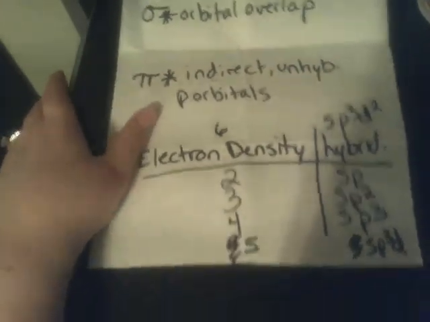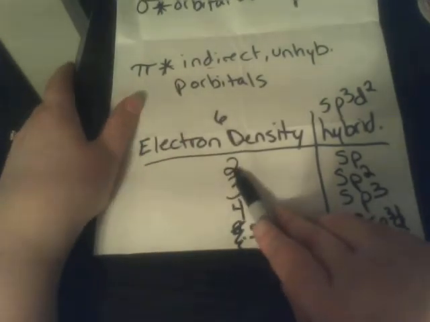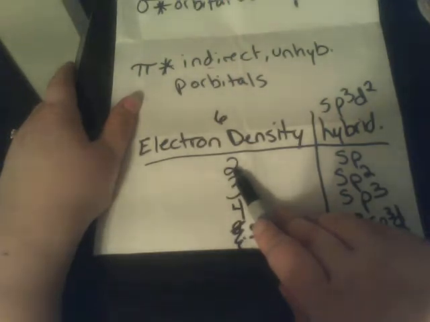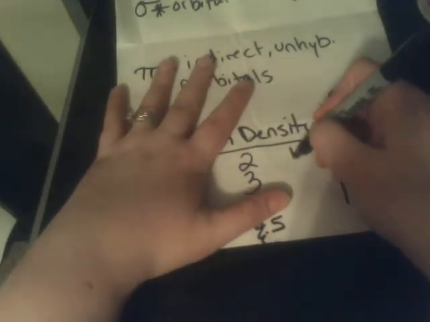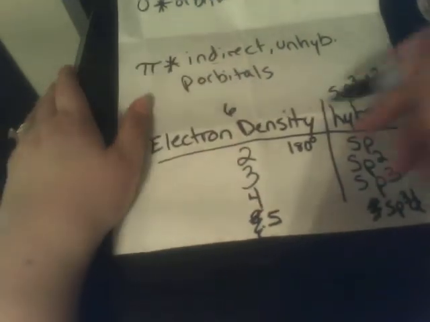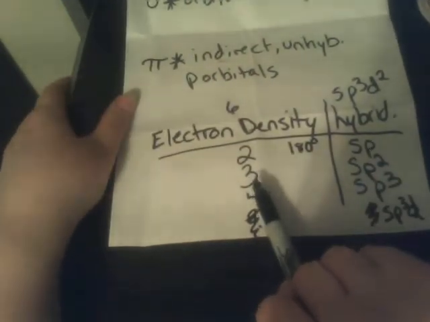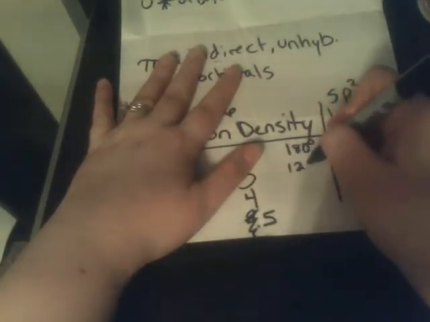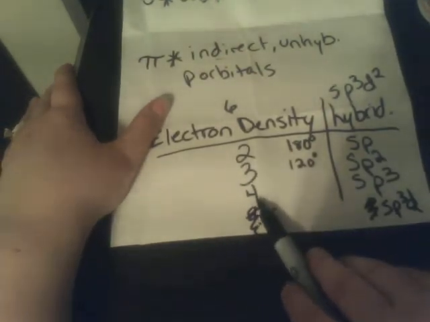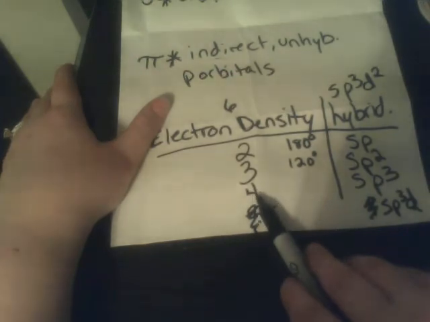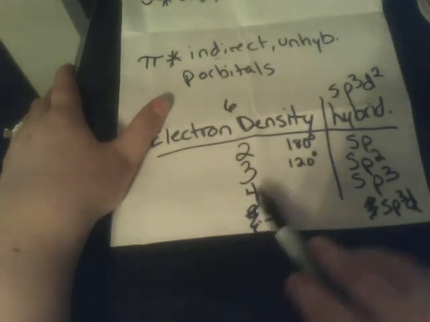Let's talk about shape as fast as possible. If we have 2 regions of electron density and they're both bonds, how far apart are they going to be spaced? What's the farthest apart 2 electron dense regions can be? It's the same as AB2, so it's going to be 180 degrees. How about 3? What's the farthest apart 3 electron dense regions can be? 120, so it's the same as trigonal planar. How about 4? 4 regions of electron density, how far apart can they possibly be? 109.5.